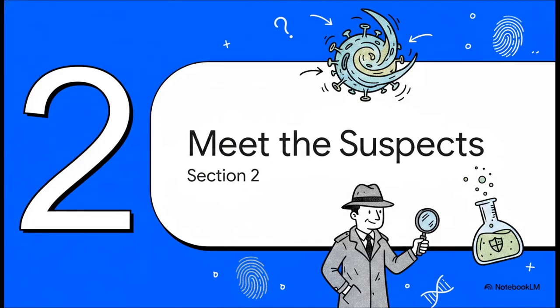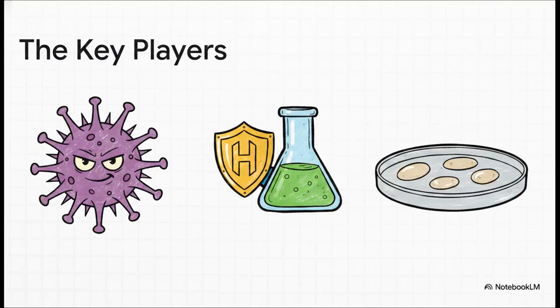All right, every detective story has its main characters, right? In our little lab experiment, we've got 3 major players, and each one has a very specific role to play in this whole drama. So first, meet the virus. This is our culprit, the bad guy that wants to infect everything. Then we have the extract, our potential hero. We're hoping it can save the day. And finally, we have the Vero cells. These are living cells that are going to act as the potential victim in our story.